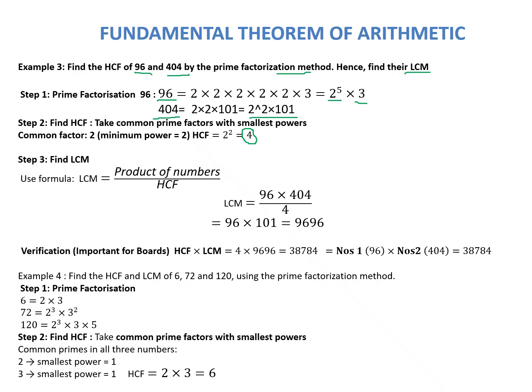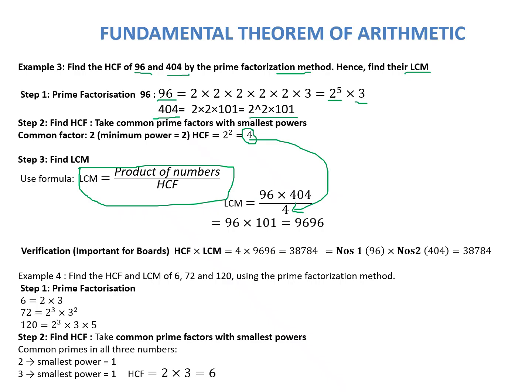So if we have to find the LCM, the product of two numbers is divided by the HCF. This is the method that we can use to derive the LCM. So the product of the two numbers is 96 into 404, and the HCF that we have derived is 4. When we solve this, we get the answer 9696, and 9696 is the LCM.